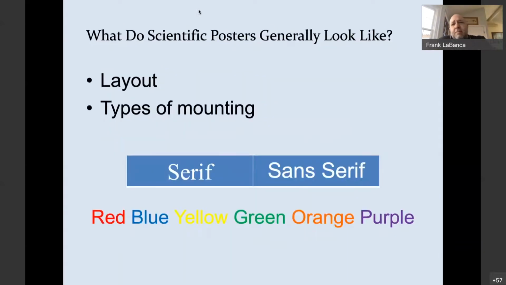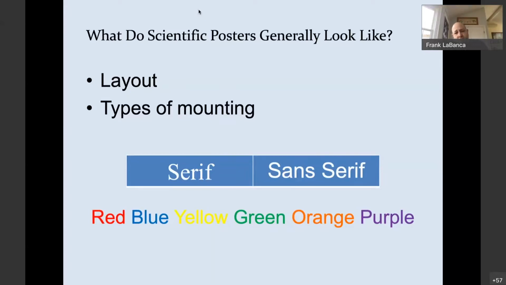So what do scientific posters generally look like? So layouts, types of mountings. I always like to share this little font story too. If you notice, I lay out my fonts very specifically between the serif and the sans serif fonts.